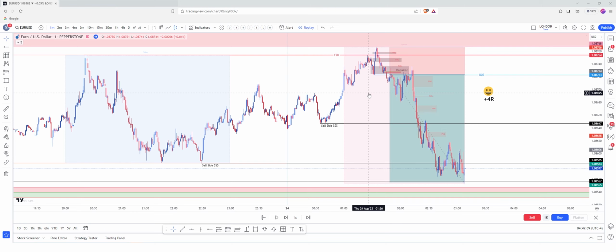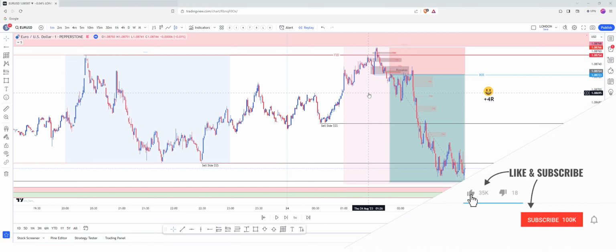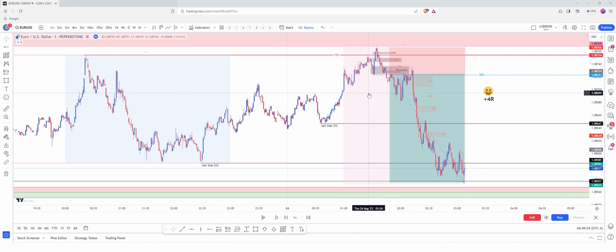What's up traders, welcome to Failure to Displace, and in this video we're going to take a look at the London session this morning on EURUSD, where we had this textbook breaker block setup bagging a potential 4R. Let's jump into the higher time frame analysis now and see how we came up with this setup.